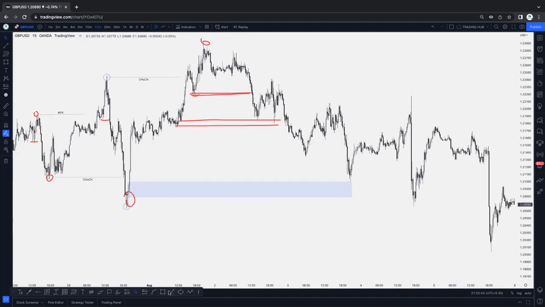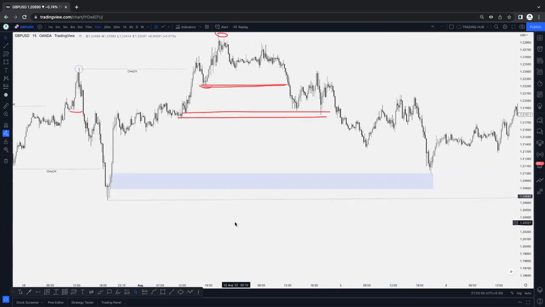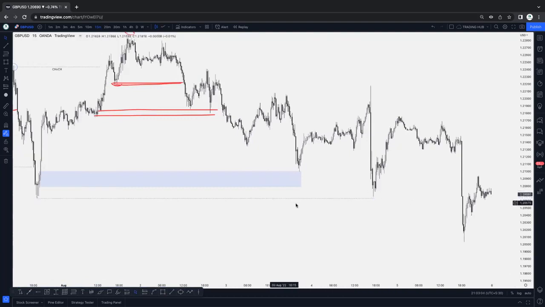Market structure has been changed here, and this first one, I think this one is a sweep. If the market sweeps the major high or low, we are looking for the buy or sell. Like in this case, the market swept the previous low. If it sweeps the low, we can buy. If not, we can't. So in this case, there is no sweep.